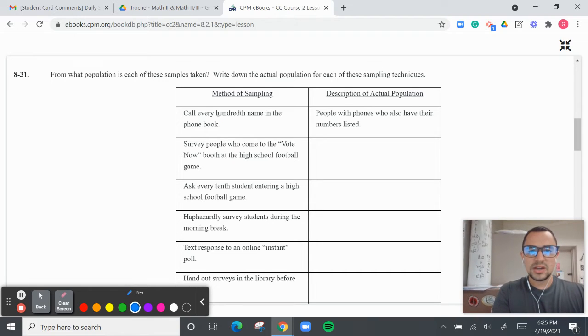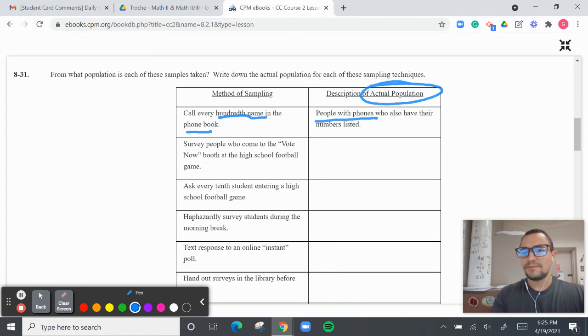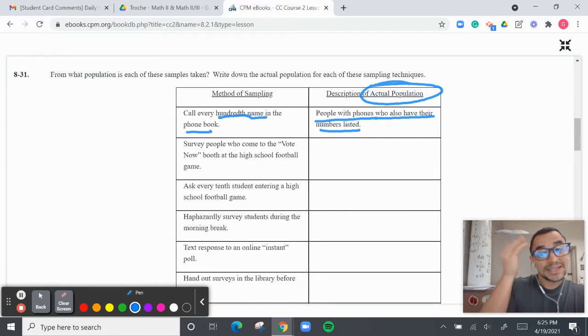So if you call every 100th name in the phone book, that's your method. What is it actually doing? Well, it's people with phones who have their numbers listed. You're not even including the people that don't have numbers listed. So you're eliminating a lot of people. So the idea of it is good, but the actuality of this is not good.